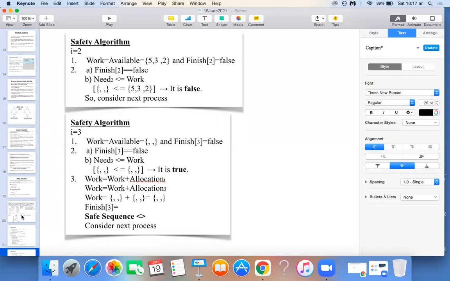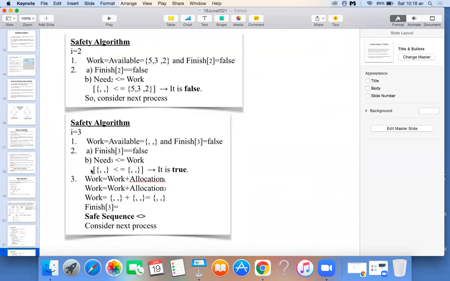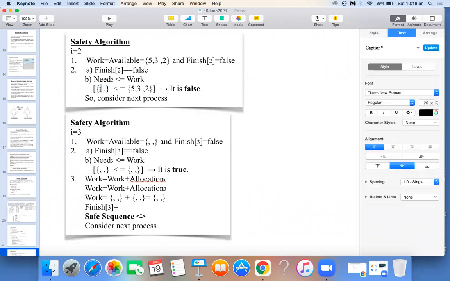Okay, so I will show that one. This is your need matrix column. What is the value of process P2? 600. Correct. So use that one here. Need 2 is 600. Clear with this? Okay. Check whether it is true or false.